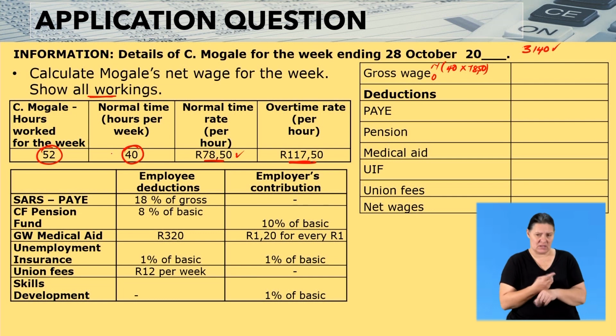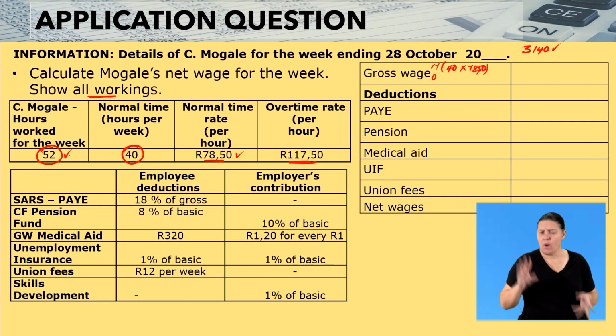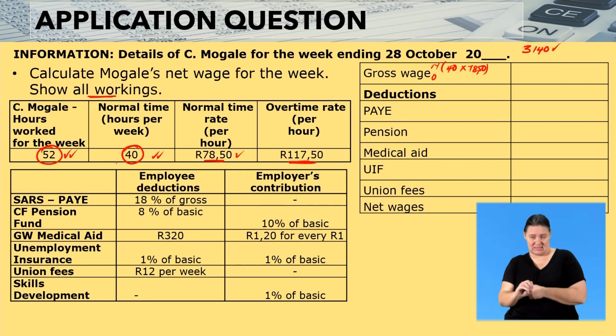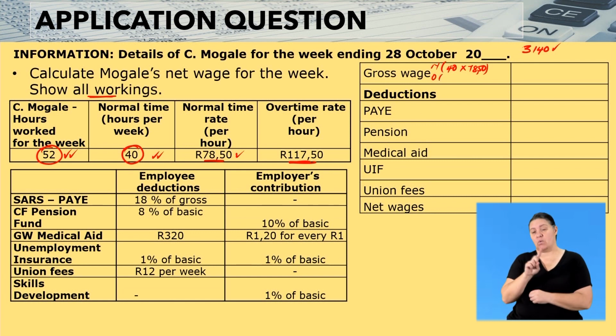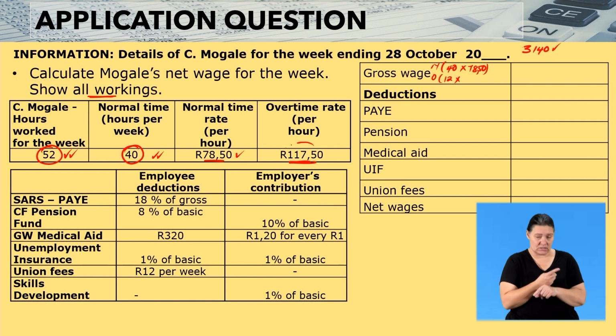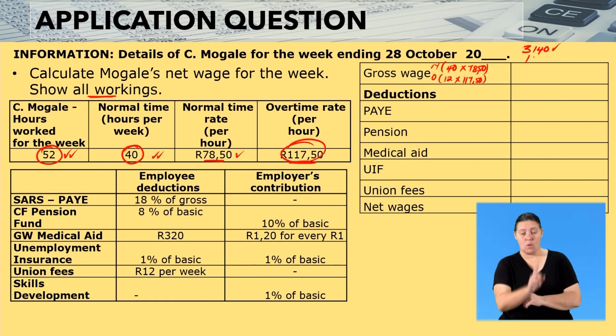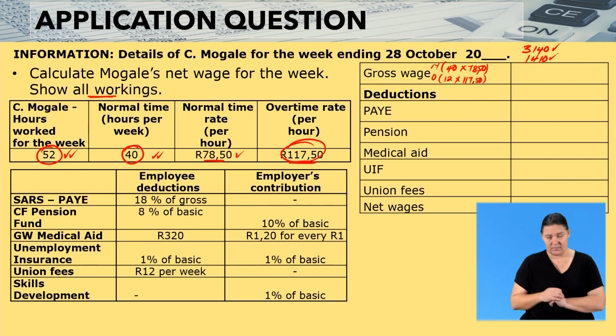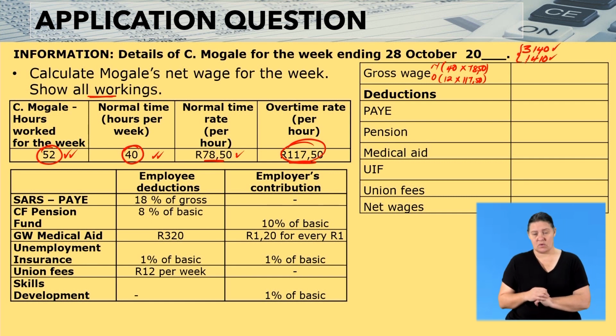And for overtime, he has worked 12 hours. How do you get 12? Because in total he has worked 52, yet normal is 40. So it's 52 minus 40, that gives you 12 hours. And for those 12 hours, we are going to pay 117 Rands and 50. That means the overtime that we're going to pay him is 1,410.